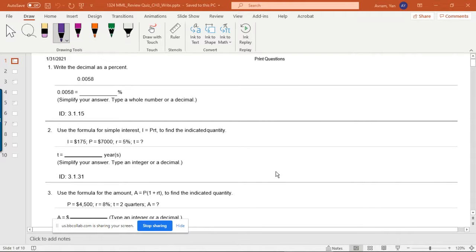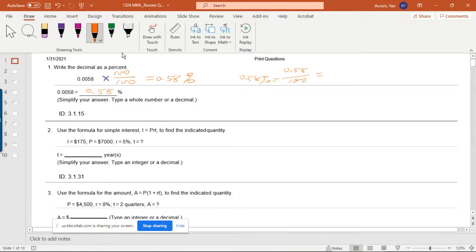All right, 3.1, we're going to convert this one into a percentage, right? So how do you convert it into a percentage? You multiply by 100%, so move 2 digits to the right, and then write down the denominator 100 as the percentage sign. So that will be 0.58.